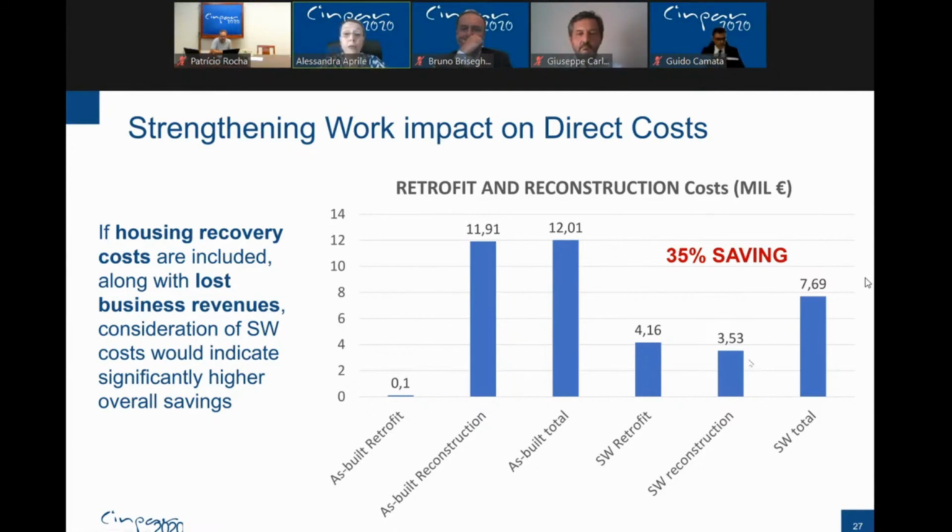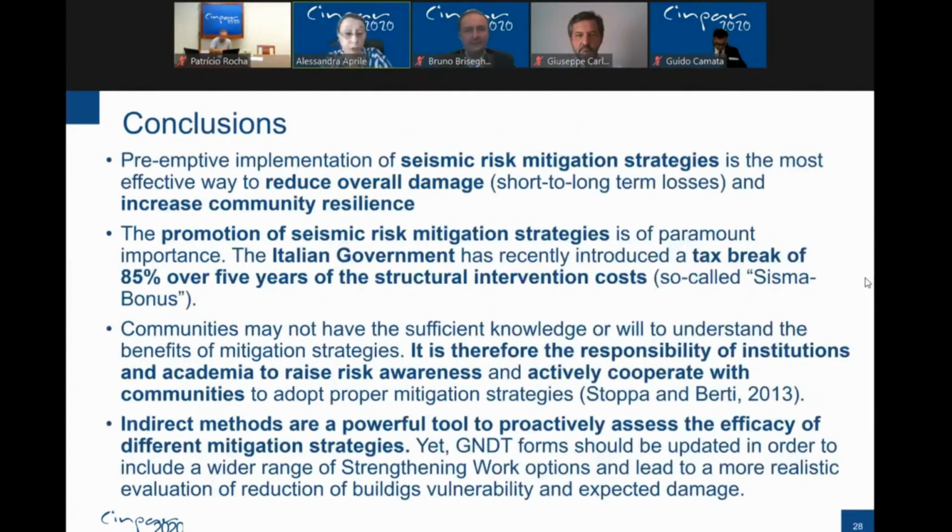But here we are talking about direct cost. If we consider also indirect cost, there will be a much, much higher difference. In fact, if housing recovery costs are included, along with lost business revenues, consideration of strengthening work cost would indicate significantly higher overall savings. And so I am going to conclude.